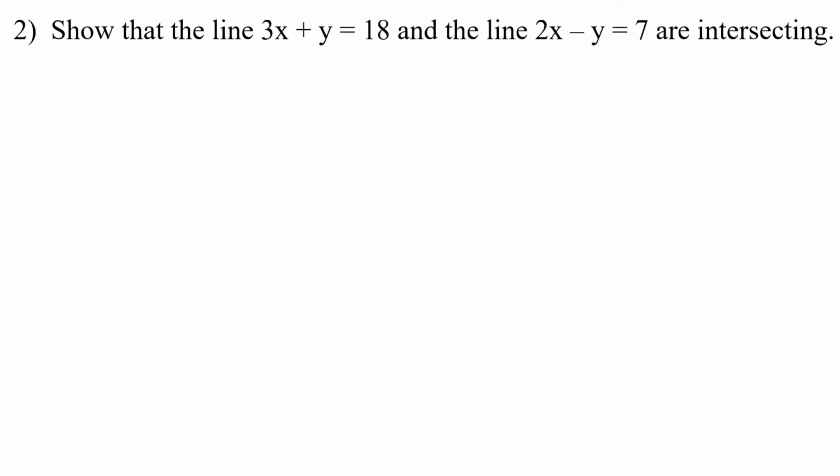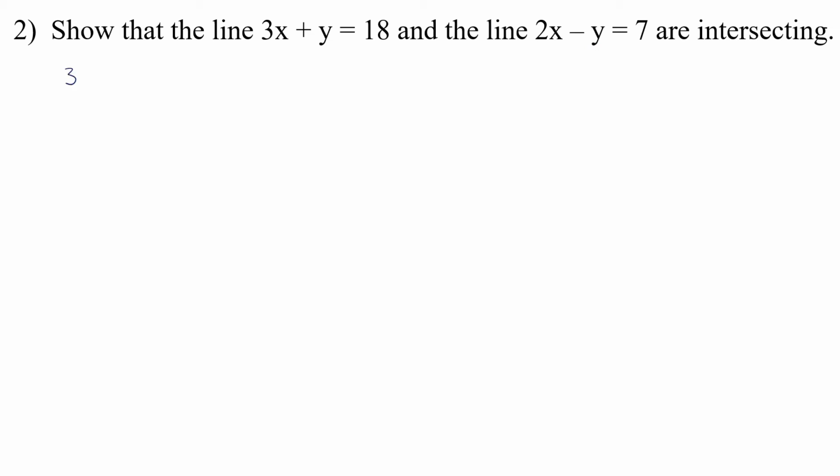Next one. Here it asks us to show that the line 3x plus y is equal to 18 and the line 2x minus y is equal to 7 are intersecting. Okay, good. So again, to prove that they are intersecting, once we solve one for the other, we're supposed to get a value for x and a value for y. But notice how both equations are written. And once an equation is written like this, well, you don't have to, unless you're really good, but it's better to always rearrange it into the general form of the equation.